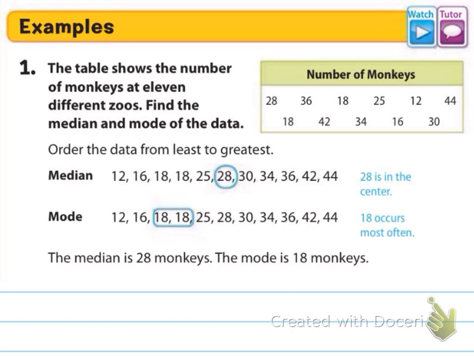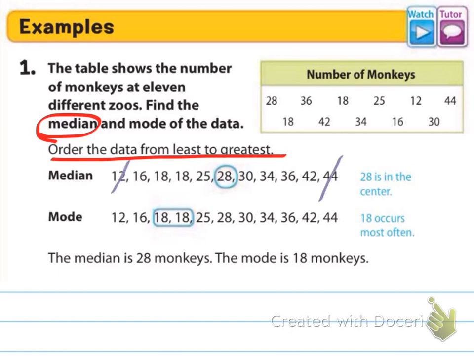So if we need to find the median, we're going to order them from least to greatest, which will also help us when we find the mode. So keep that in mind. So when we find the median, we're going to put them in order from least to greatest so that we've got 12, 16, 18, 18, 25, 28, 30, 34, 36, 42, 44. And we're going to do our tag you're it.